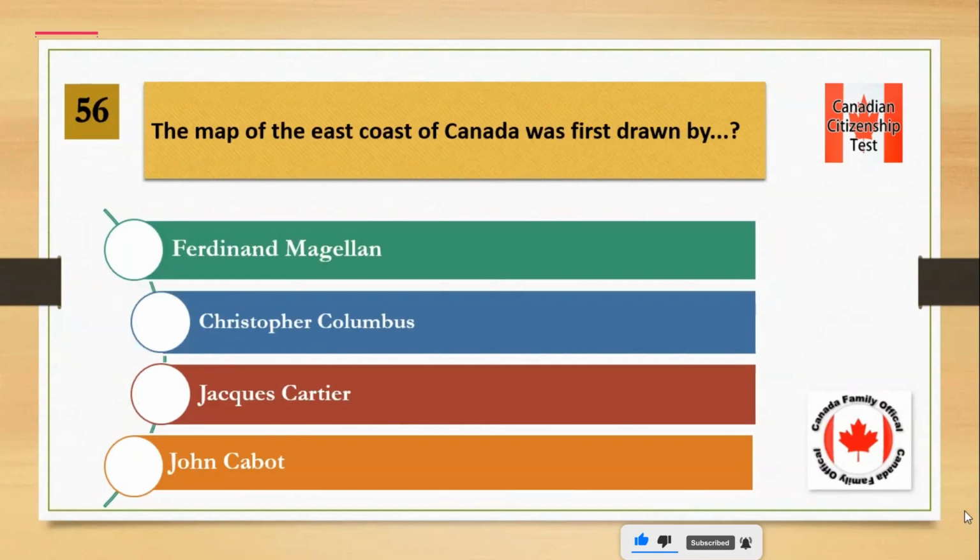The map of the east coast of Canada was first drawn by Number 1 Ferdinand Magellan. Number 2 Christopher Columbus. Number 3 Jacques Cartier. Number 4 John Cabot. And the answer is John Cabot.